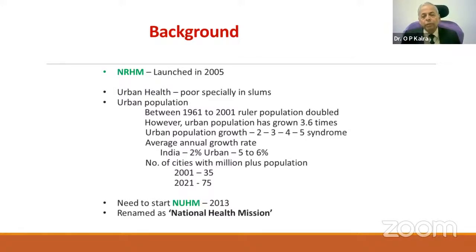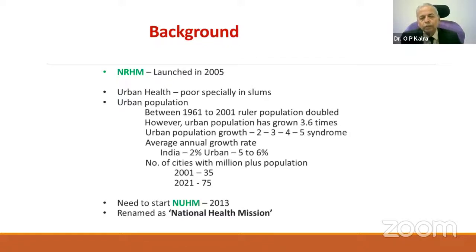The number of cities with a million plus population in the year 2001 was just 35, while in 2021 it has grown to 75. Therefore, in view of the plight of the people living in the cities, particularly the urban slums, it was felt that there is a need to have a National Urban Health Mission also. So in 2013, it was started, and both the National Urban Health Mission and the National Rural Health Mission were considered as two arms of the National Health Mission, and the new terminology was coined at that time.